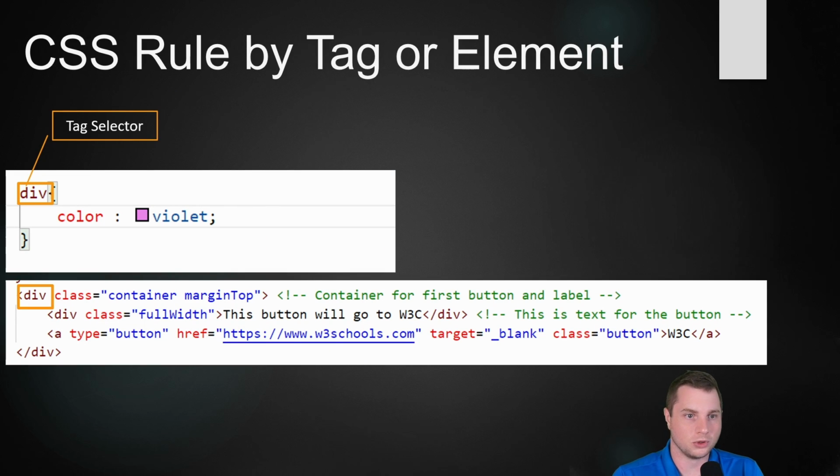Okay, CSS rule by tag or element. Before I actually tell you what this is, I have to point out that unless you absolutely have to do this, don't. It's not very efficient. It forces the parser to parse the entire DOM to find all these tags. So if you're just doing div, that's incredibly inefficient.